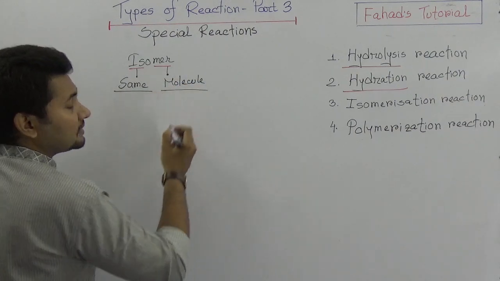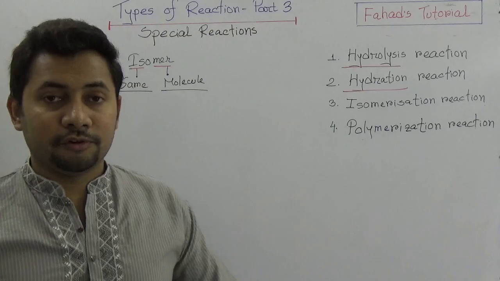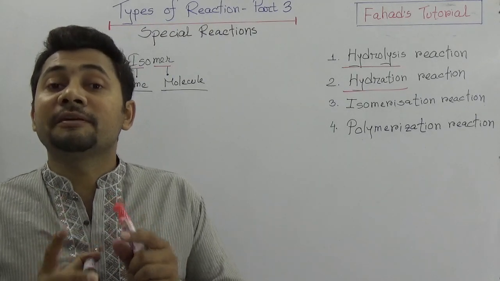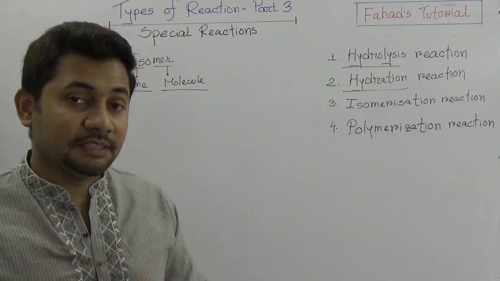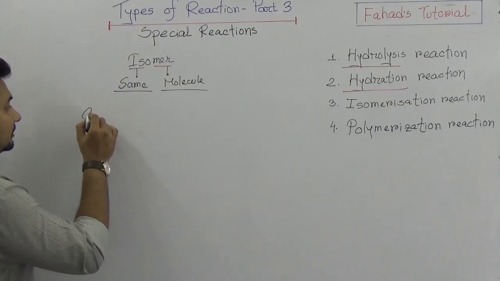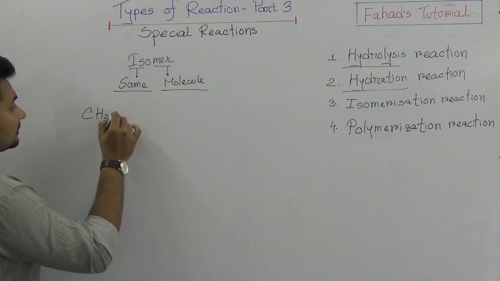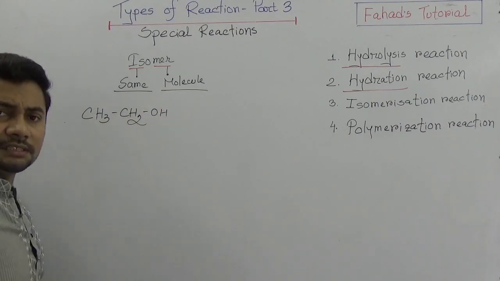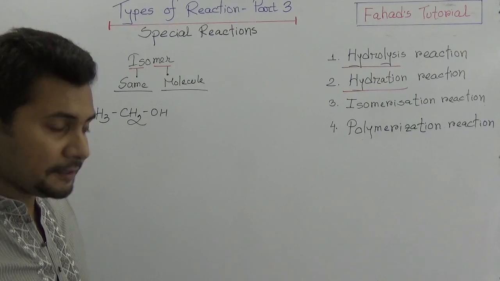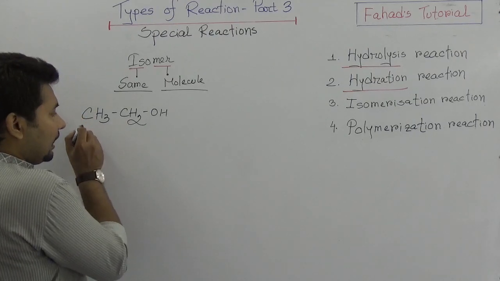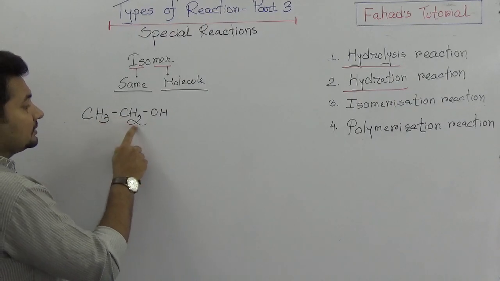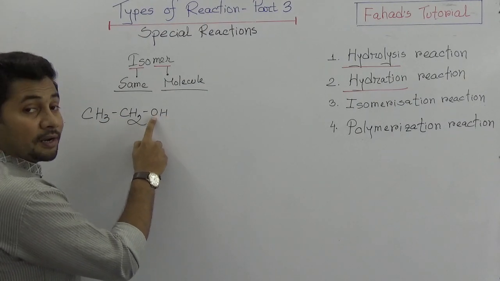So it means that the molecular formula would be the same, but they will have different properties. Like, think about CH3CH2OH. This is the formula of ethanol, okay? Think about how many carbons there are: 2. Hydrogen 6. Oxygen 1.